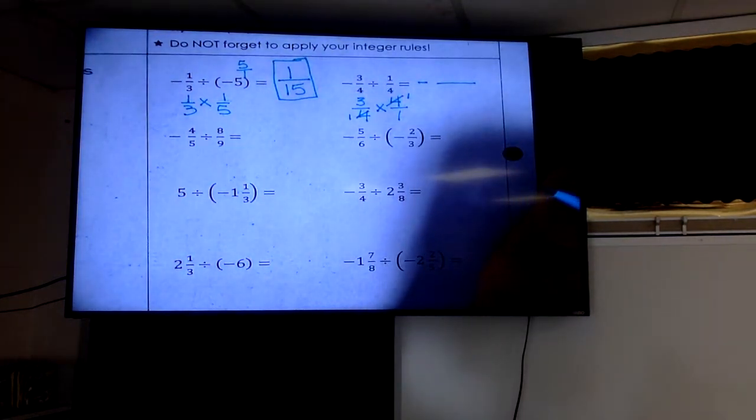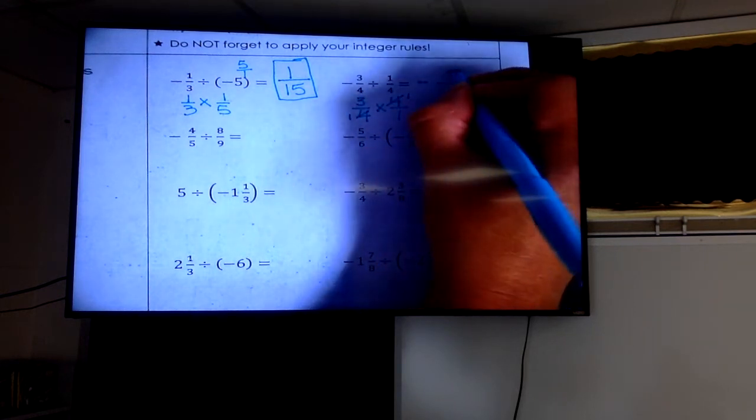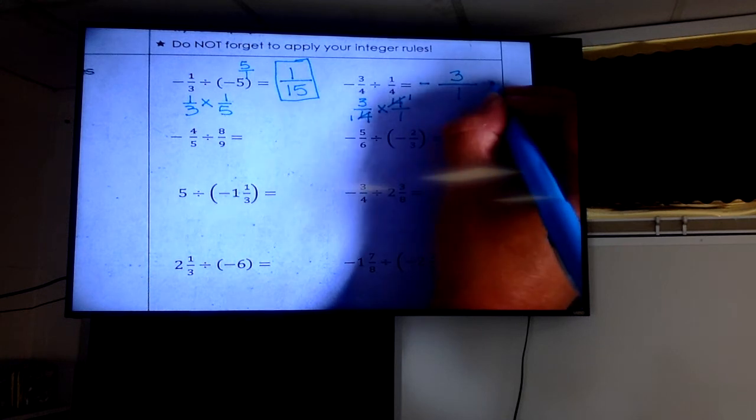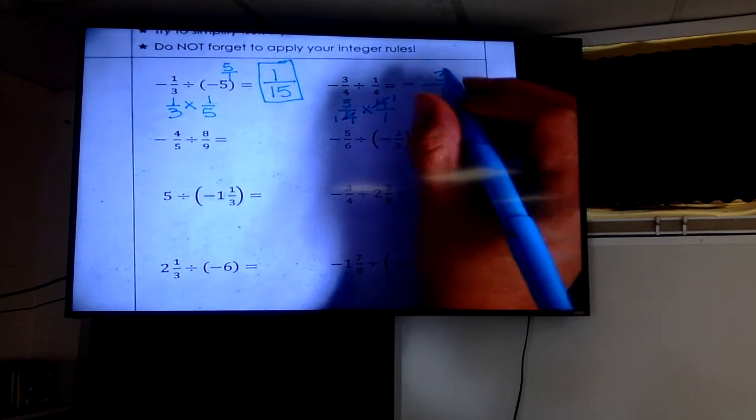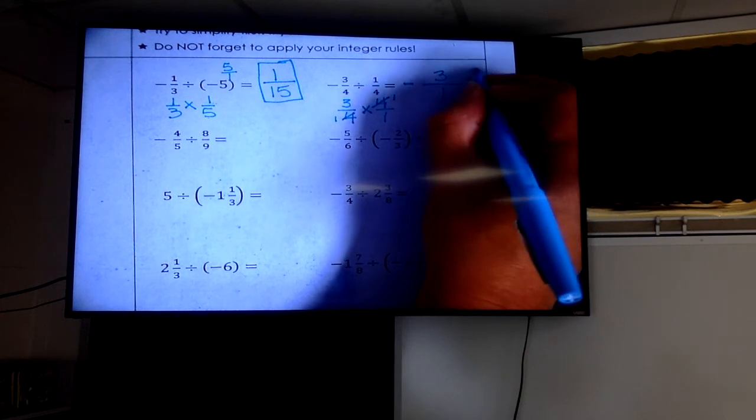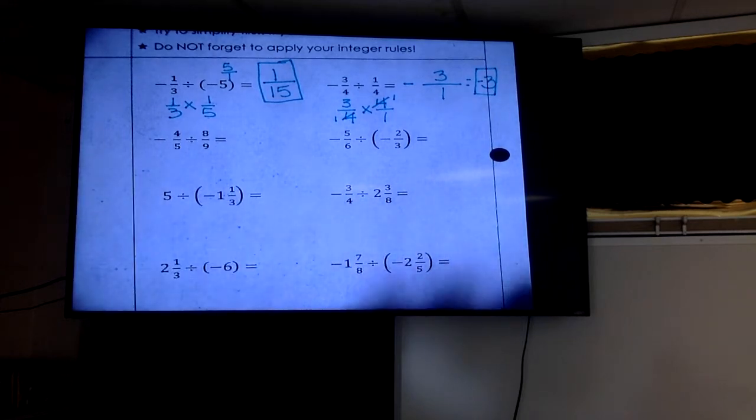They're both divisible by the same number, 4. So across the top, I have 3 times 1, which is 3. And on the bottom, I have 1 times 1, which is 1. Now, I can simplify here. This is the same thing as negative 3, so that's going to be my final answer. Negative 3 over 1 simplifies to negative 3.